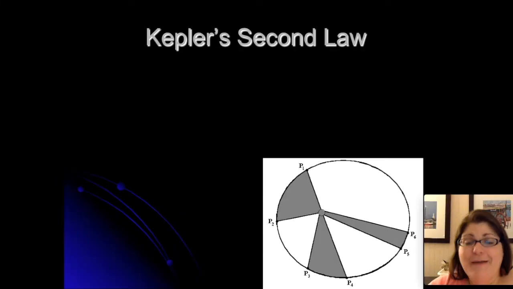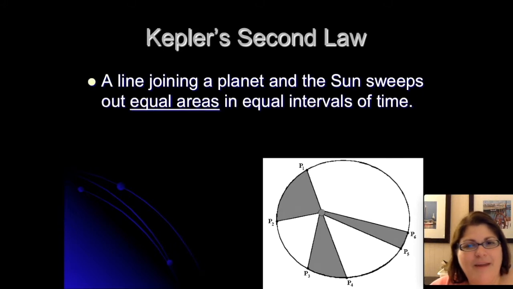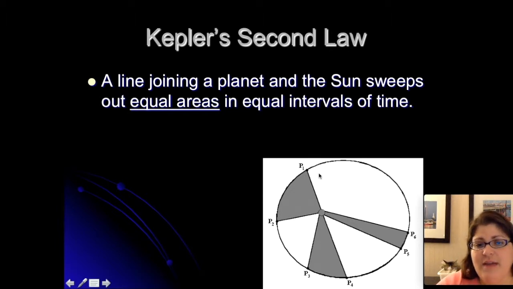Hi. In the second video for orbital motion, we'll talk about Kepler's second and third law and how Newton explained why those happen. Kepler's second law is that when planets orbit, they speed up and slow down in their orbit. His official language was a line joining the planet and the sun sweeps out equal areas in equal intervals of time.